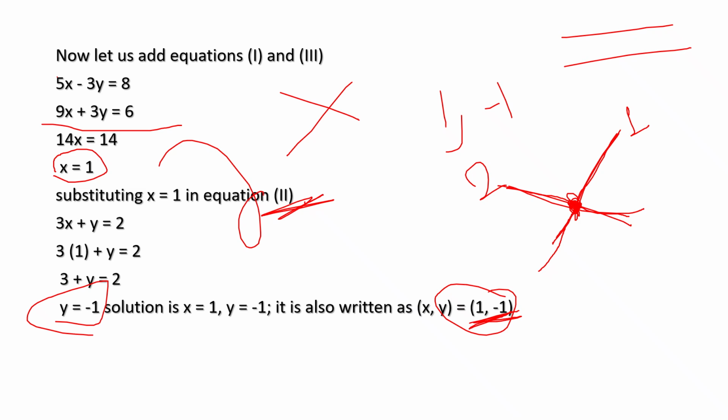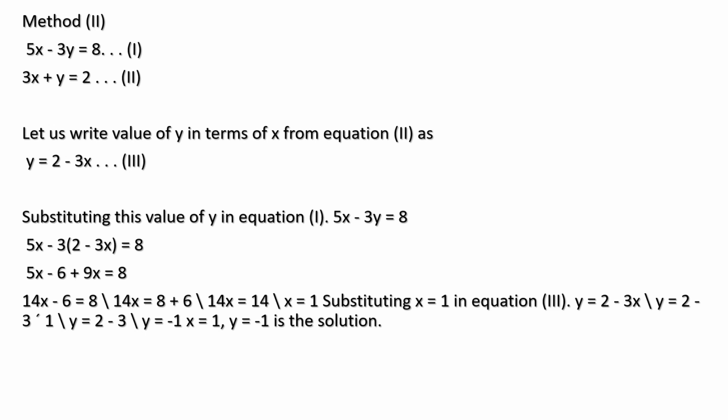Okay, next. We are going to see the second method of solving the problem. This is known as the substitution method. So what do we do? I find the value of one variable in terms of the other variable and I'll substitute this variable's value in the other equation.